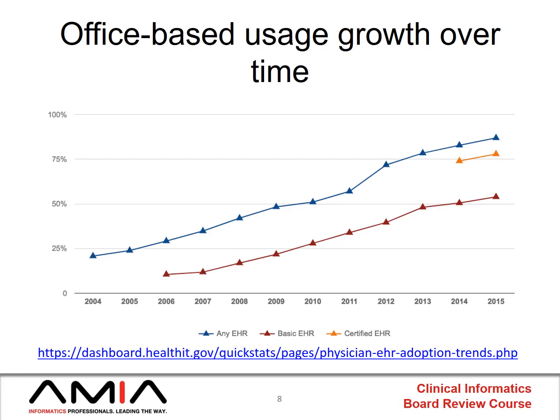This consists of an EHR that has a set of functions that includes things like problem lists, medication lists, clinician notes, orders, and viewing of lab and imaging results. It may not be quite meaningful use, but it represents a basic amount of functionality. More recently, it has been measured the amount of certified EHR use, and we see that that number is in the middle between basic and any.